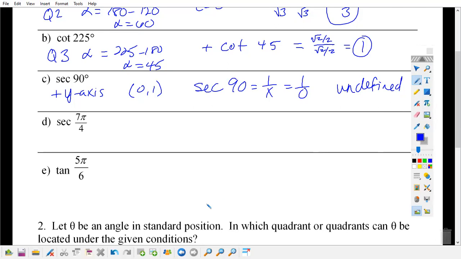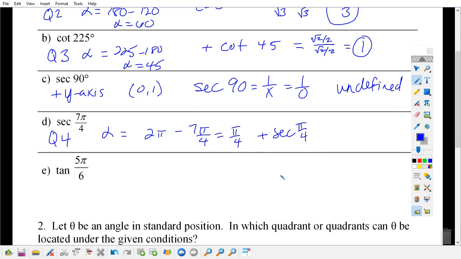All right, 7 pi over 4. What quadrant? Quadrant 4. Because I'm in quadrant 4, in order to find my reference angle, it's going to be 2 pi minus 7 pi over 4, which equals pi over 4. In quadrant 4, is secant positive or negative? Positive.